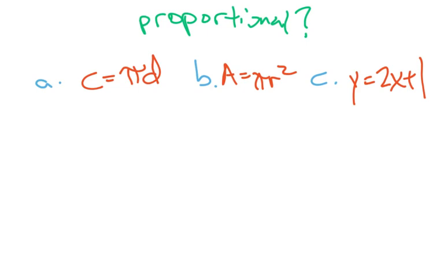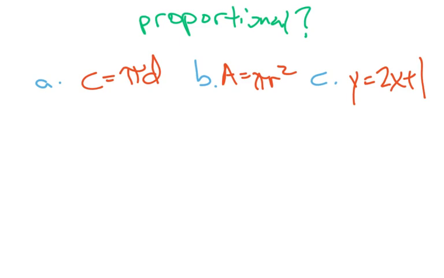They're asking us to look at 3 equations or formulas and name whether they're proportional. So we have A, C is equal to pi d. You should know what that is, circumference of a circle. B, A is equal to pi r squared. You should know what that is. That is area of a circle. And then the last one, C, is y equals 2x plus 1, which is just a standard linear equation.